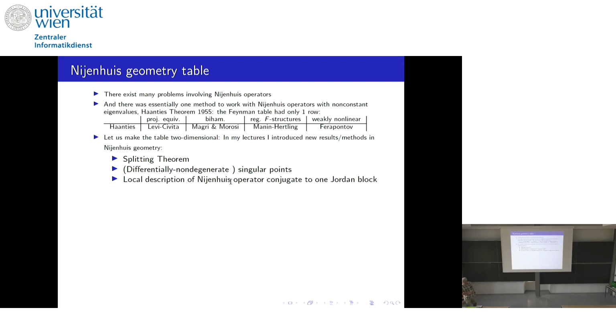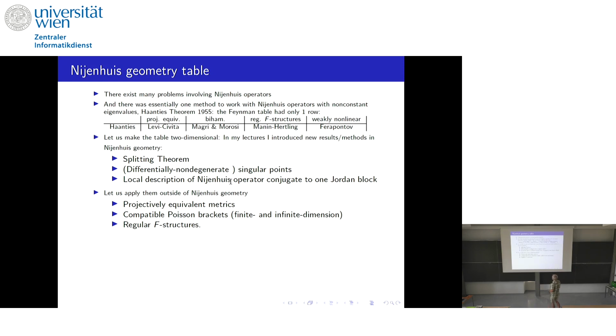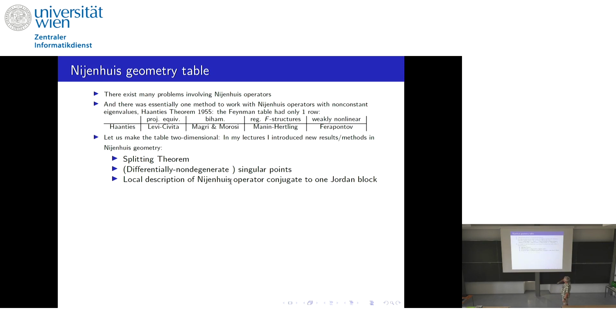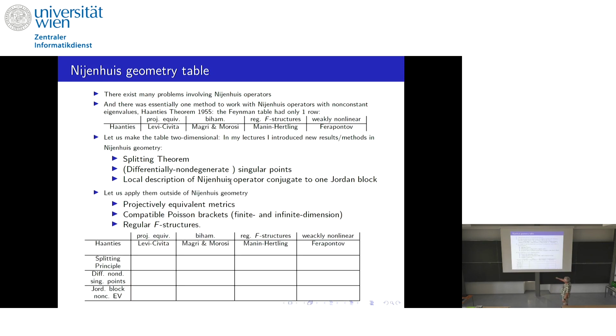I spoke about singular points, and I put it in the slides, but this was a third lecture, so I did not really read the slides. And also local normal forms and the separate conjugation block. So let us apply them outside of geometry. So the Feynman table has here 4 columns, and this gives us Haantjes theorem, what was done before, and projectivity is the content of my first lecture, and this actually all assumes generalization.